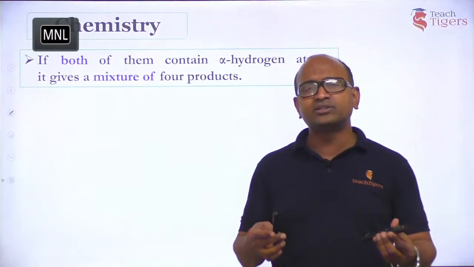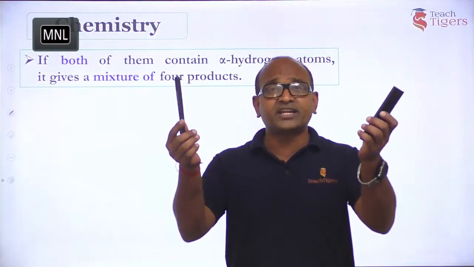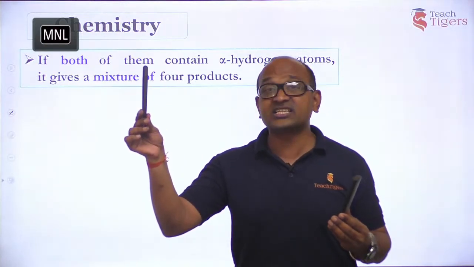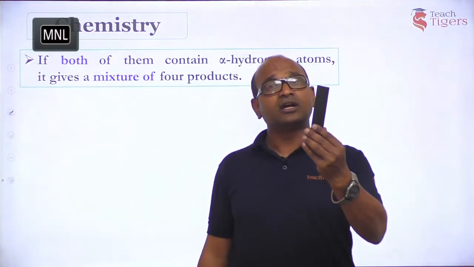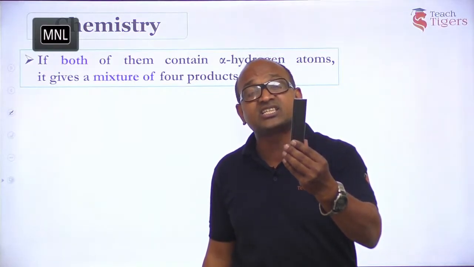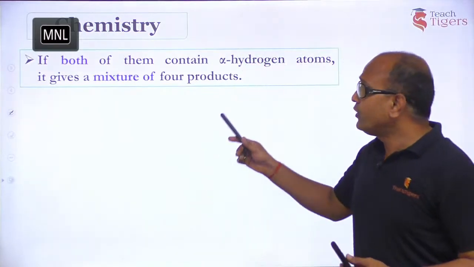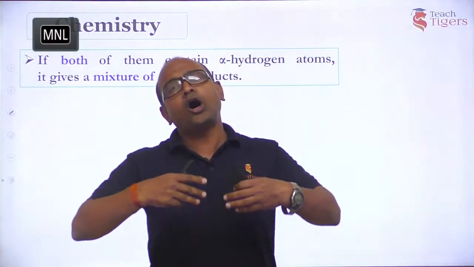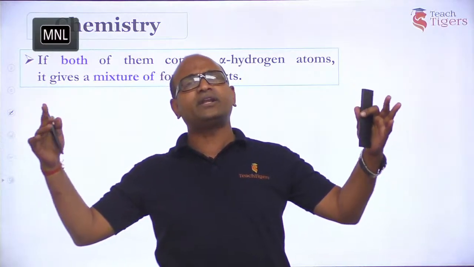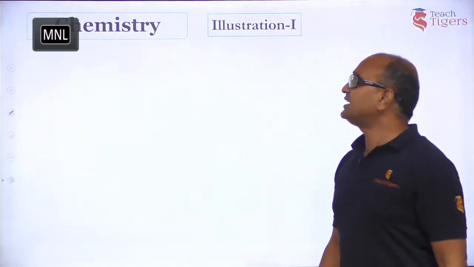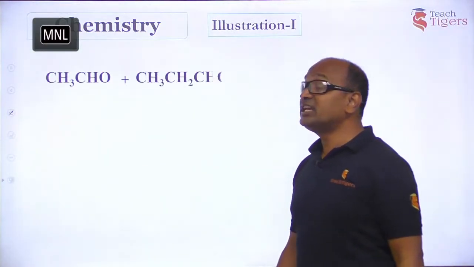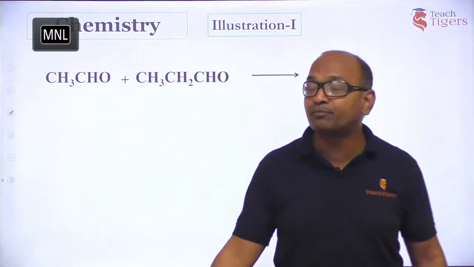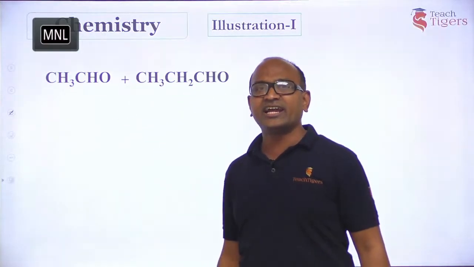I told you this reaction is between two different kinds of aldehyde. Suppose this aldehyde contains alpha hydrogen, and even this carbonyl compound, aldehyde, contains alpha hydrogen. Then we are going to get a mixture of four products, all beta hydroxy aldehyde or beta hydroxy ketone. For example, let us consider the crossed aldol condensation reaction between acetaldehyde and propanal. So they are different aldehydes.